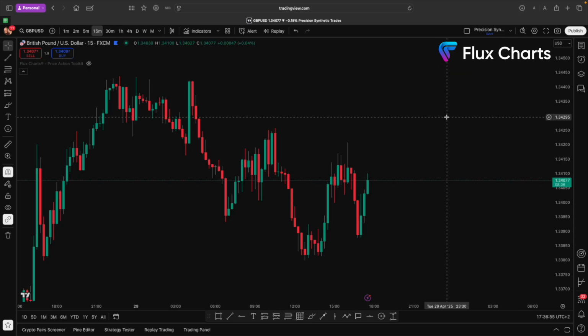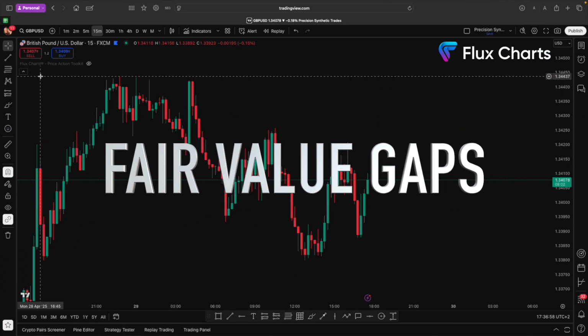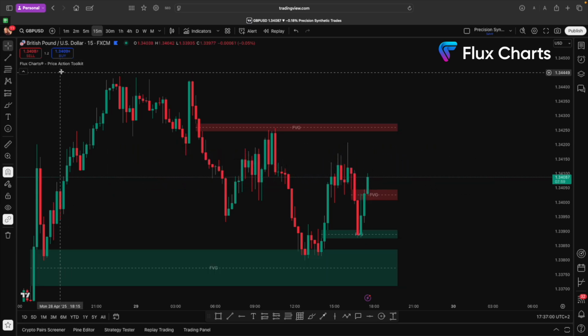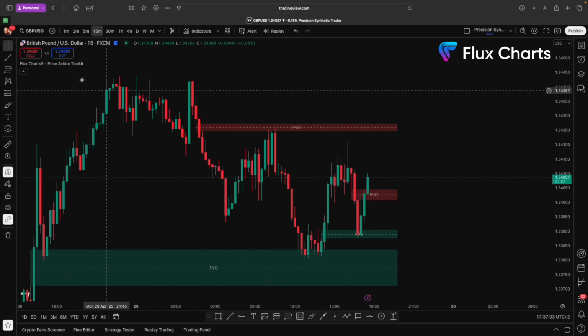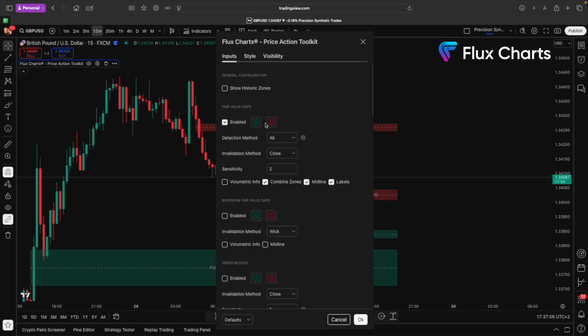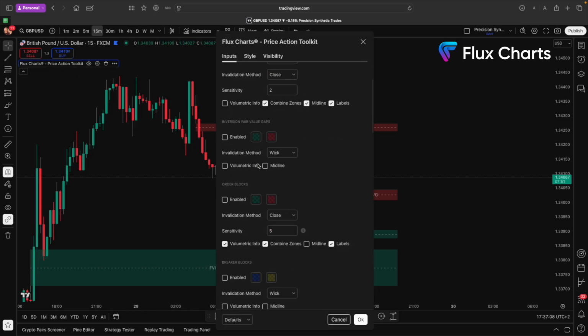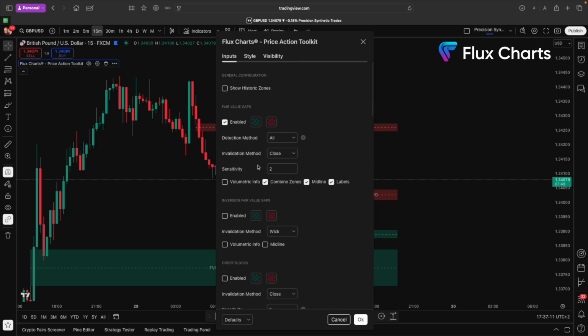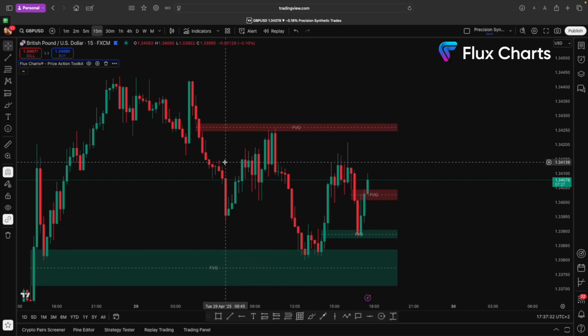Alright, so let's start with fair value gaps. Now let's activate this indicator. As you can see, I only activated the fair value gap. During the course of the video, I'm going to go through each and every setting that's going to help you with your analysis. So for the first one, I activated fair value gaps. Detection method is going to be all. Invalidation method, I chose close. And sensitivity, I chose 2. So let's have a look at how this looks on the chart.